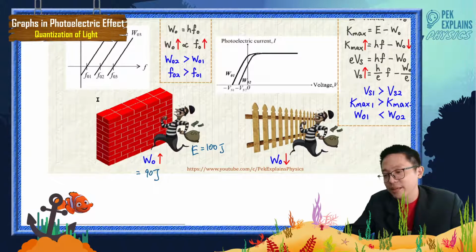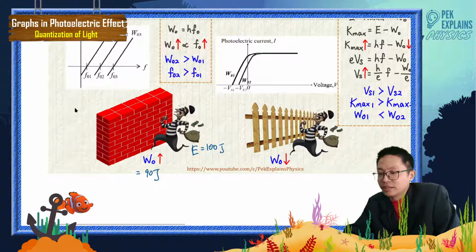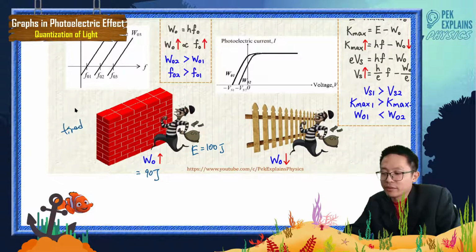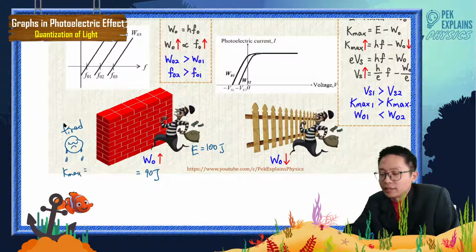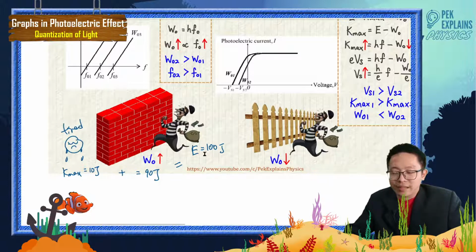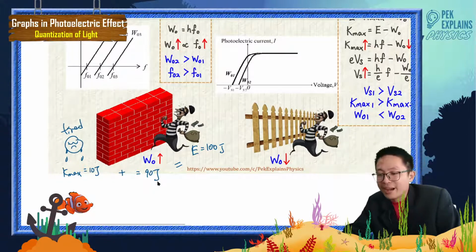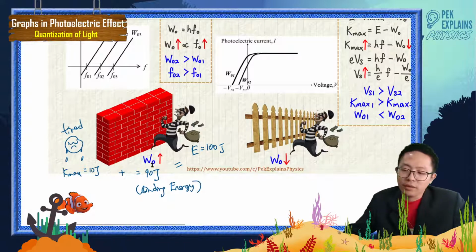So what do you think after climbing the wall? Do you think the thief is still very energetic? The thief is very tired already. I don't know how to draw, maybe I just draw a sad face. Very tired already. It left only with kinetic energy 10 joule, because 10 plus 90 is 100, isn't it? So initially you have 100 joule of energy, but after climbing the work function wall of 90 joule, this is actually the binding energy of the metal surface, you are left over with only 10 joule to escape. Very tired.